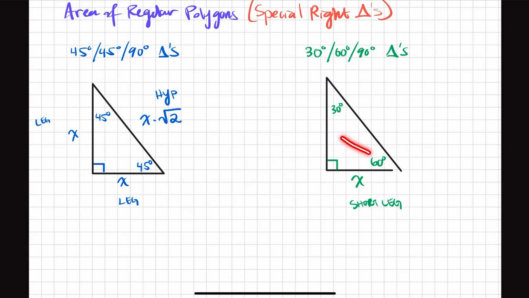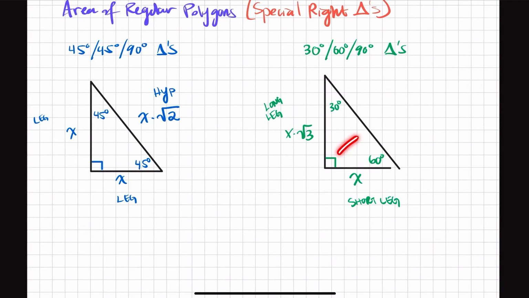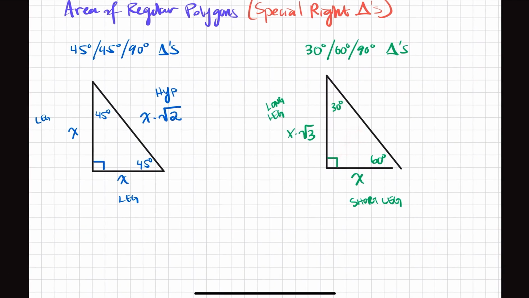Then across the 60 degrees is going to be our long leg. Not longest leg, right? That's our hypotenuse. Our long leg, and that's going to have a value of x times root 3. And then finally across the right angle is our hypotenuse. So it's our hyp side. That's going to be 2 times the x value. And so those are the ratios there.